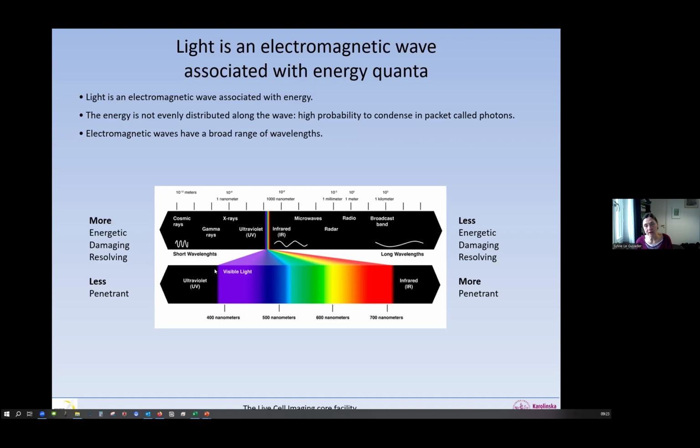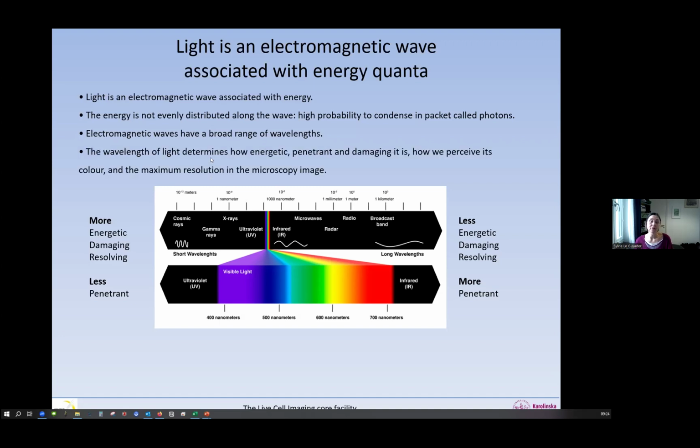And now if we go to the other side of the spectrum, we have less energy in the light. So it's less damaging, but it has a lower resolving power because the resolving power is limited by the wavelength. So we have very long wavelengths, so we have a lower resolving power. I will talk about this now. However, these wavelengths are very penetrant, and so this is why radio waves can go through buildings.